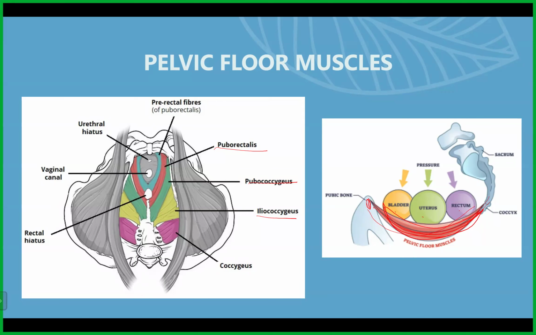Pelvic floor muscles are mostly two major muscles, the levator ani muscle and the coccygeus muscle. The levator ani has three components: the puborectalis, pubococcygeus, and iliococcygeus muscles. All of this is slinging around in your pelvis and making the pelvic floor.